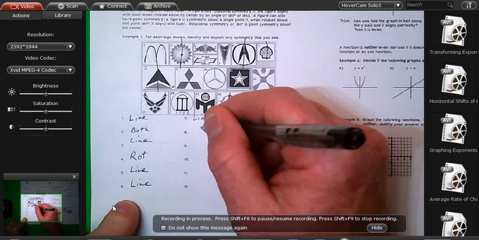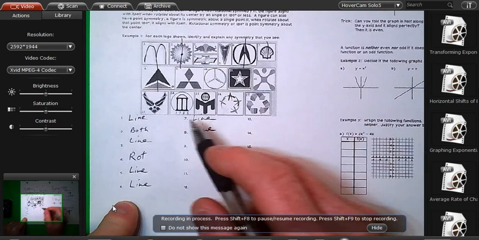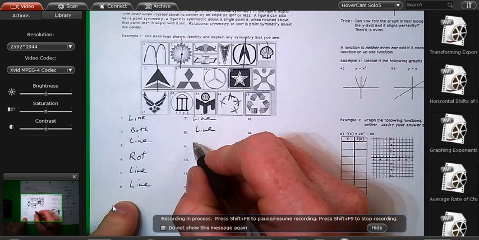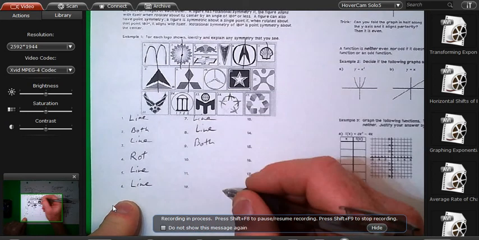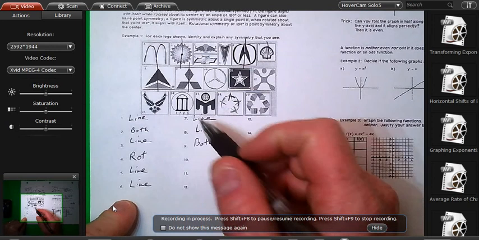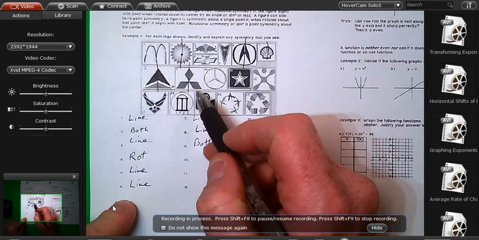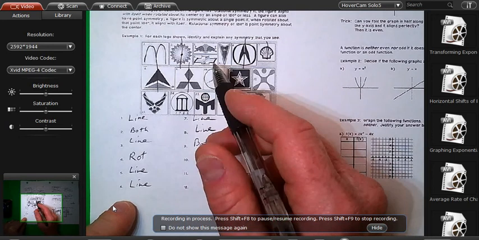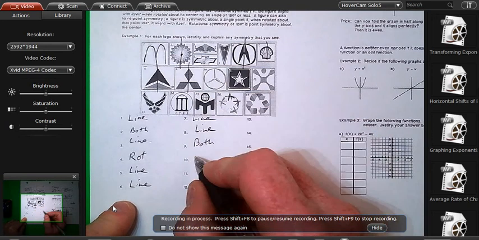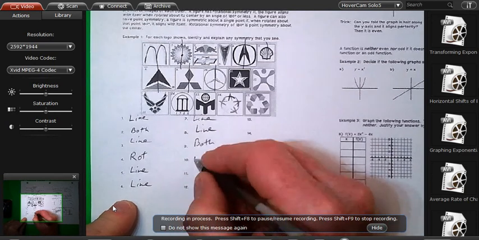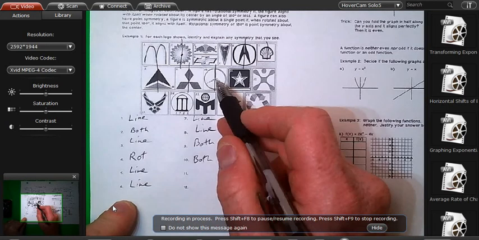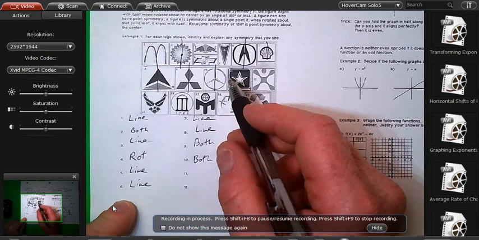B. It's both. It has line symmetry because you can cut it in half this way. It also has rotational symmetry of 120 degrees. There are 3 points to this. 360 divided by 3 is 120, so you can rotate it 120 degrees and it will land on itself. All right, number 10. B for both. It has line symmetry. It also has rotational symmetry of 120 degrees because 360 divided by 3 is 120. There are 3 segments here. All right, you can go over the rest of those on your own.